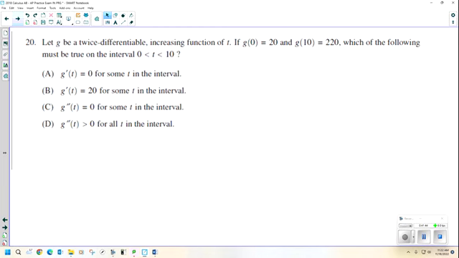Number 20, and finally, the last problem. Let g be a twice differentiable, increasing function of t. If g of 0 is 20 and g of 10 is 220, which of the following must be true on the interval from 0 to 10?